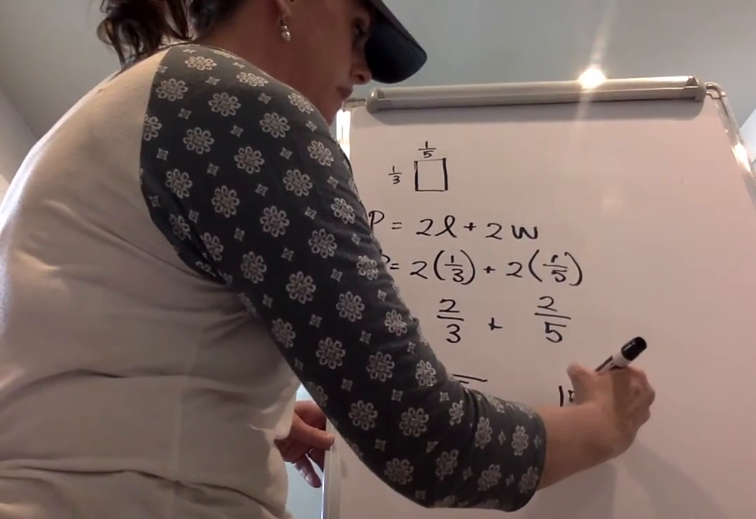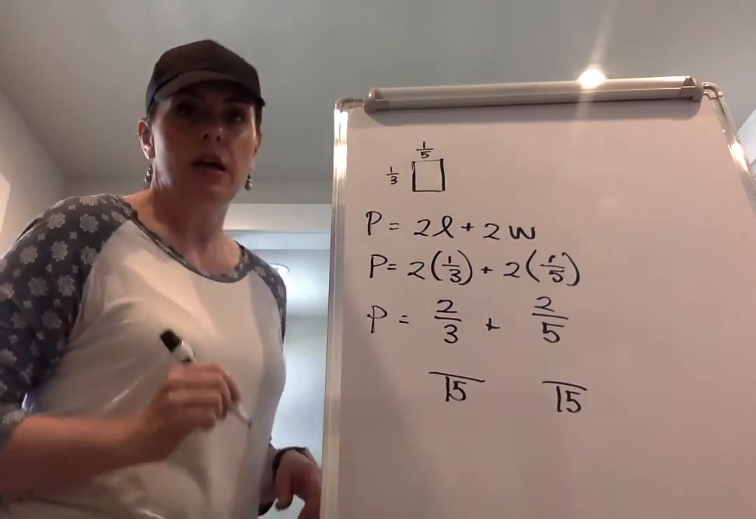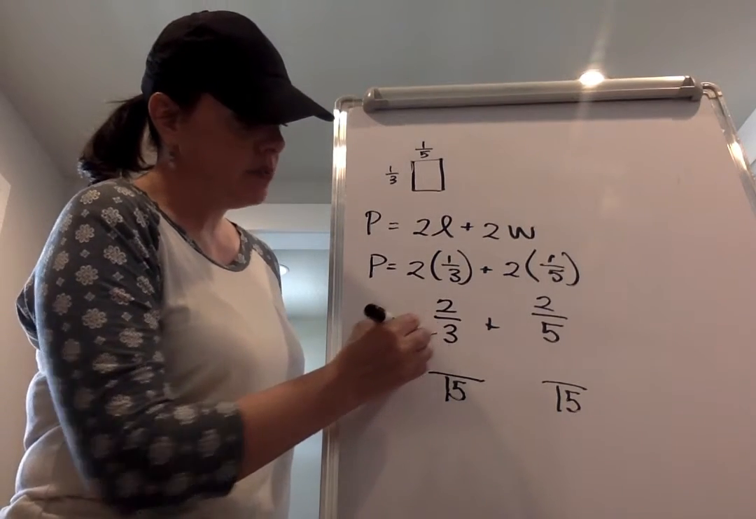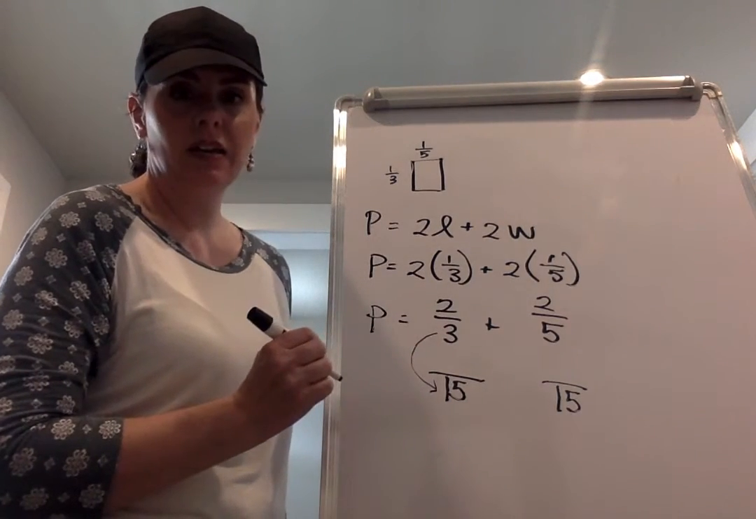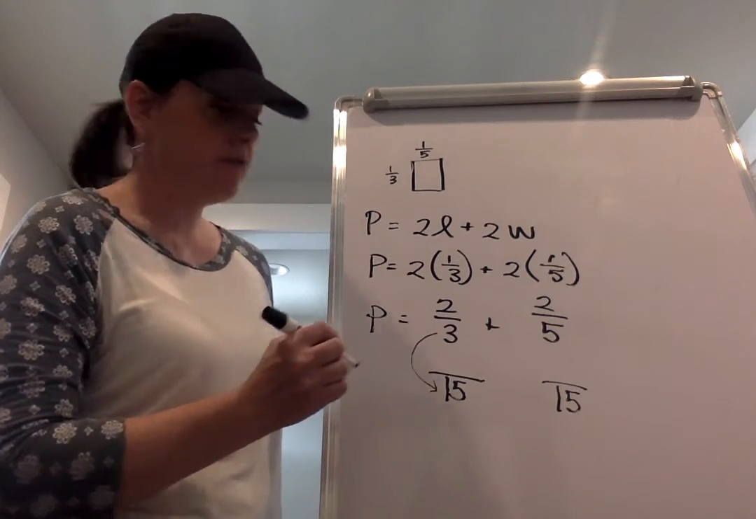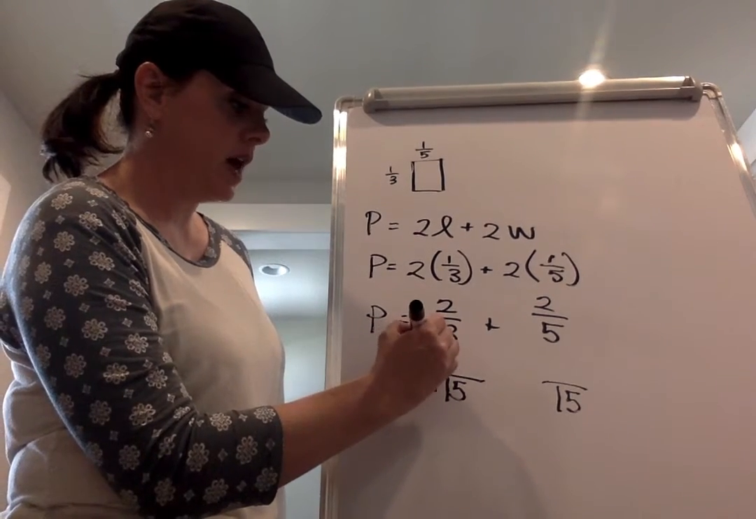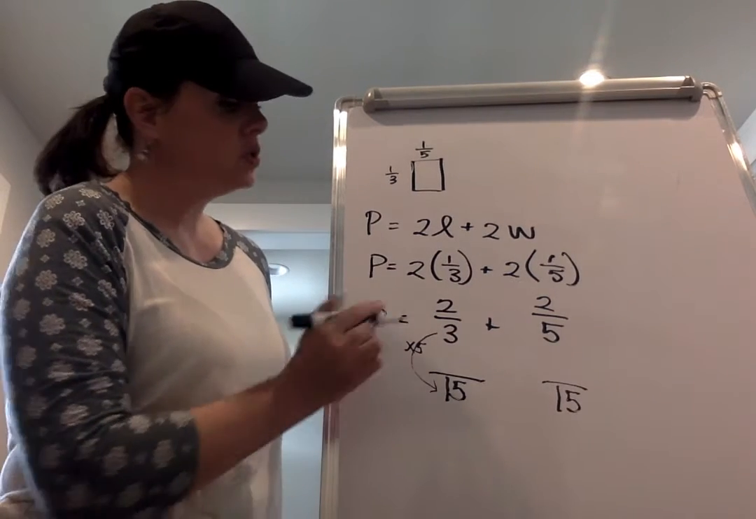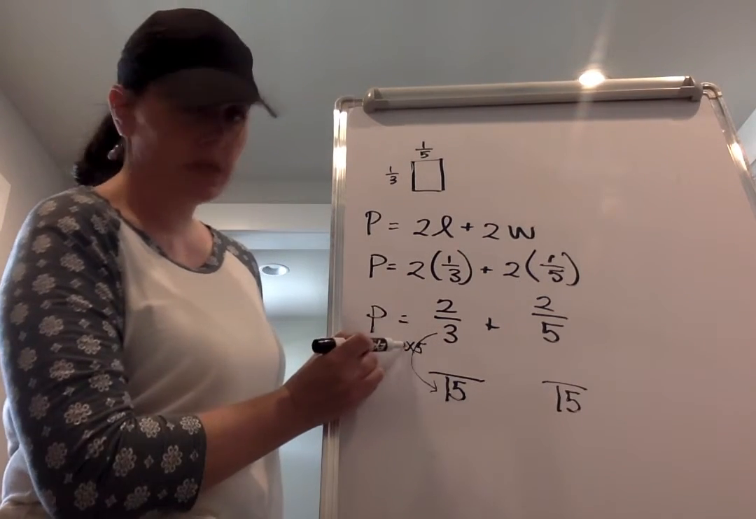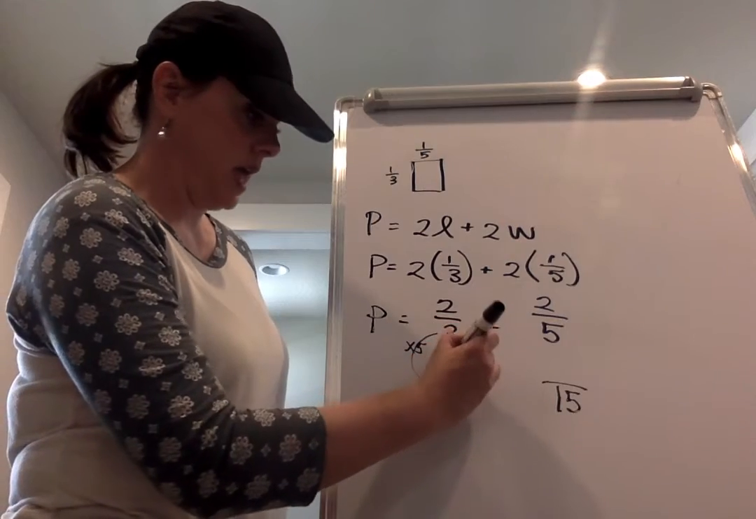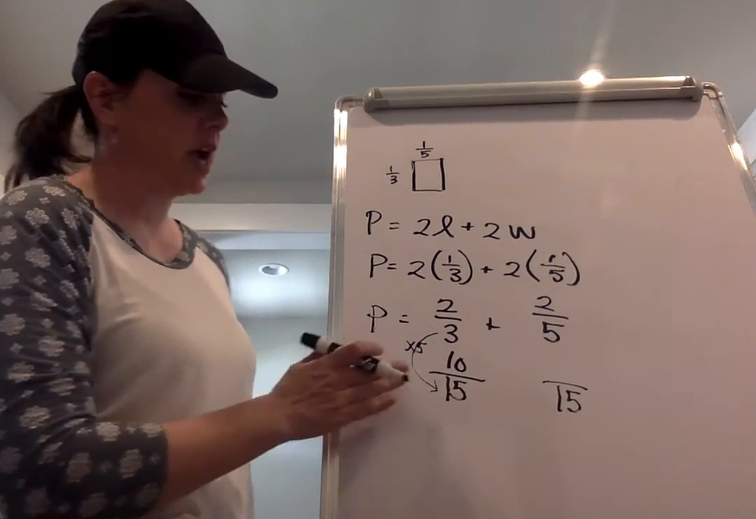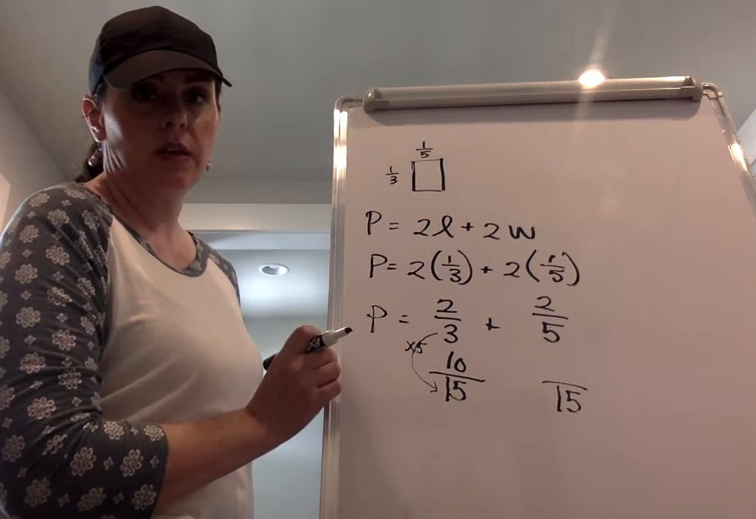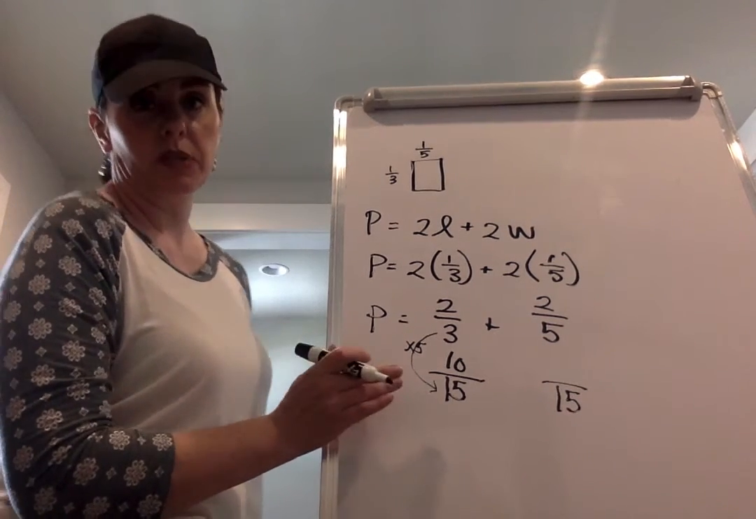I'm going to write that right underneath. This is a little bit of a review. We haven't done this for a while, right? To get from 3 to 15, I multiply by 5. 3 times 5 equals 15. So I do the same to the top. 2 times 5 is 10. That's my new fraction. 2/3 equals 10/15.